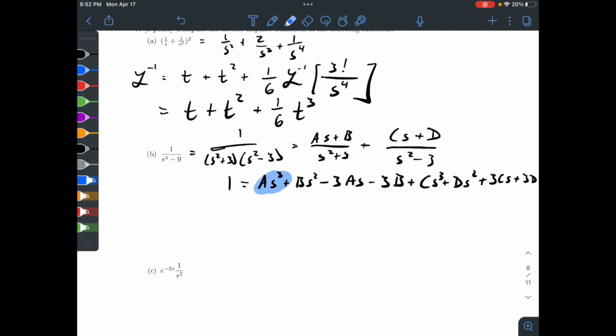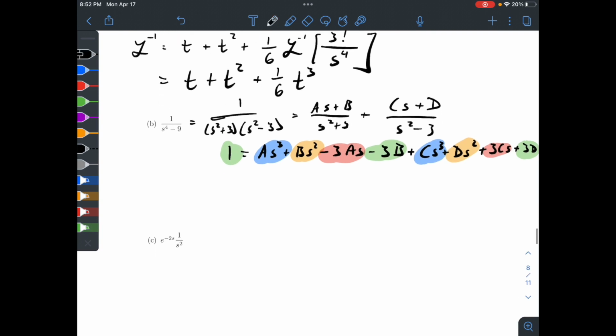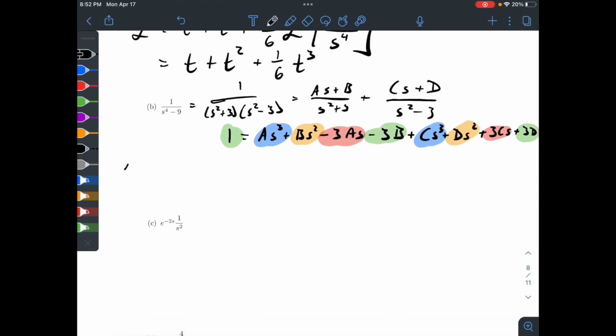All right, highlighting things. We have our cubic terms there and there, squared terms here and here, s terms, and constant terms, and then we just have the one constant term on the right. So we get a plus b is equal to 0. Looking at the s cubed terms, the blue terms, a plus c is equal to 0.